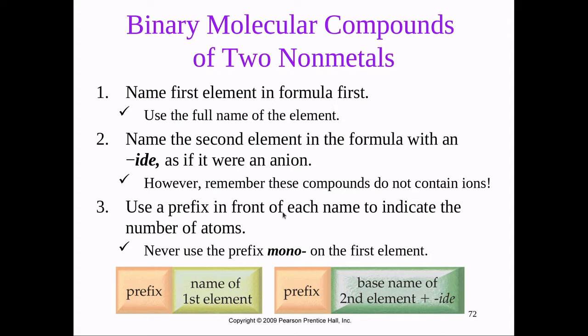Then we're going to use a prefix in front of each name to indicate the number of atoms. We're never going to use the prefix mono on the first element. So just like we omitted the subscript 1, we often are going to omit the mono prefix that describes it as 1. So our pattern is going to be prefix, name of the first element, prefix, base name of the second element, but we're going to change the ending to "ide."